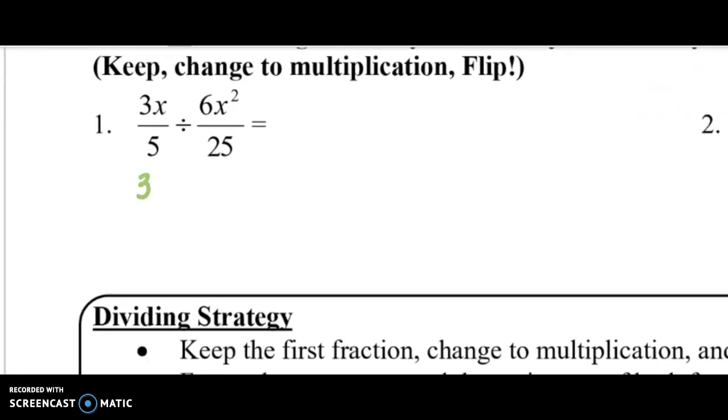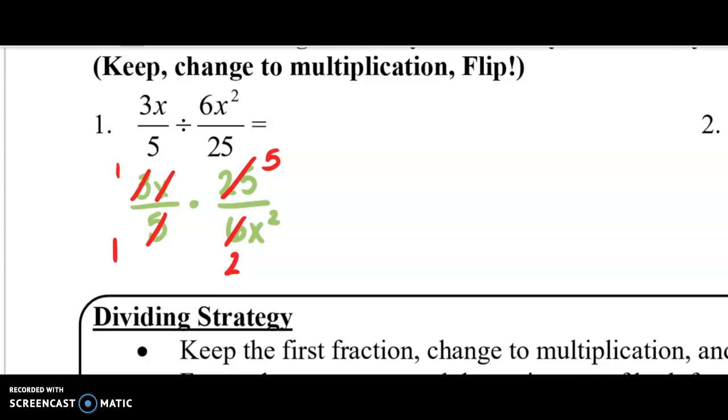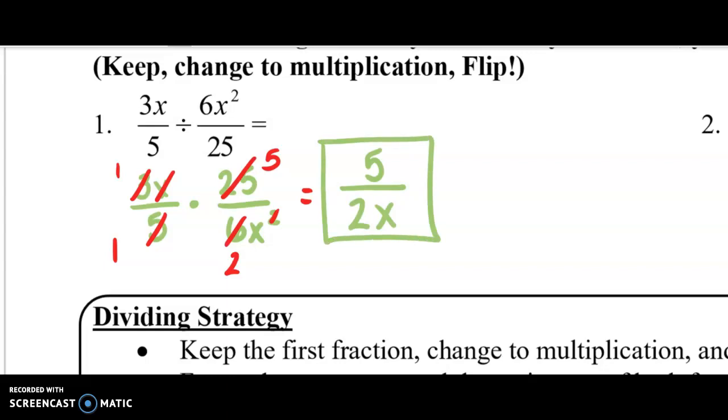Okay, so I have 3x over 5, that stays. I change this to multiplication, and I flip my fraction, 25 over 6x squared. 3 becomes 1, 6 becomes 2, 25 becomes 5, 5 becomes 1. This x goes away, and I'm just left with x in the bottom. So that would be 5 over 2x. Okay.